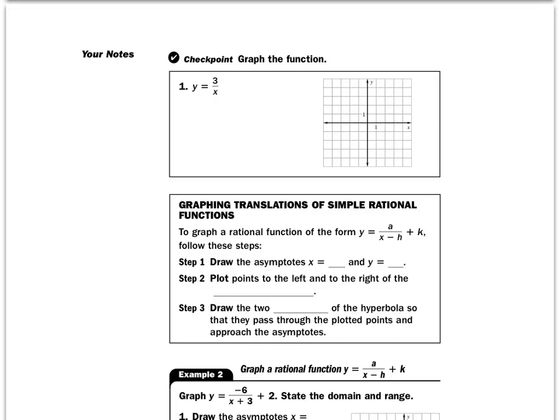When I take a look at the next checkpoint, I want you guys to go ahead and do that. Some points that you might want to choose for x are -1, -3, 1, and 3, which would give you some good points. So go ahead and do that.